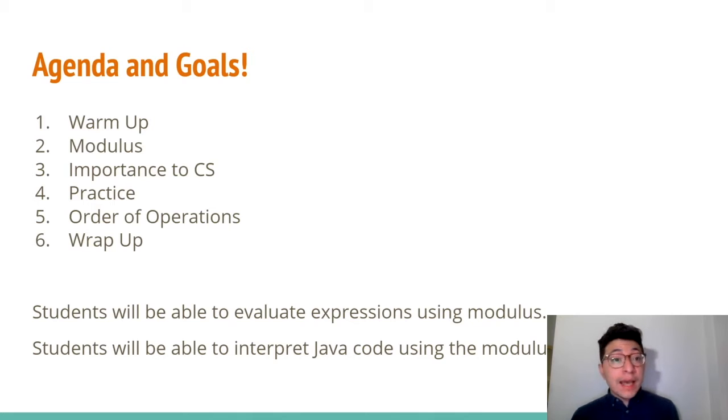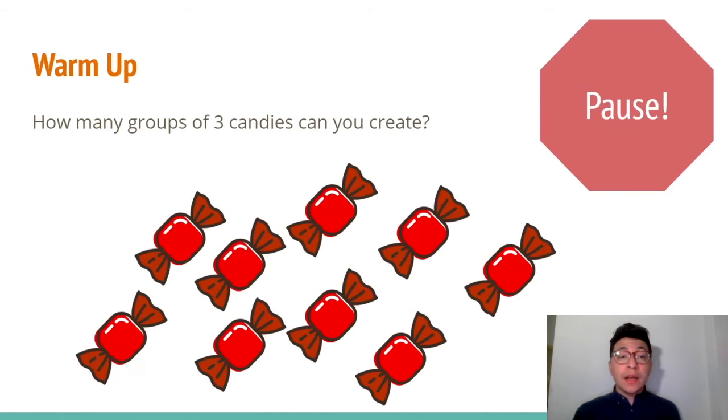So with that being said, let's jump right into the warm-up and see how you all do with this to set up our examples. Here's what I would like you all to do. Take a look at the amount of candies that we have on the screen. I would like you to create as many groups of 3 as you can. So figure out how many groups of 3, all 3 candies in each group. How many can you create? Go ahead and pause the video, and then when you come back, I'll explain and hopefully go over the answer with you.